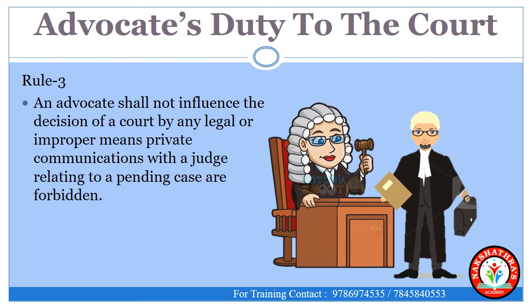Rule number 3 says that an advocate shall not influence the decision of the court by any illegal or improper means. Private communication with the judge relating to a pending case is forbidden. So an advocate cannot influence the judge's decision. Whatever decision is given by the judge is final. He cannot meet the judge in person and communicate with the judge to get the judgment in his favor. This kind of thing is forbidden. An advocate cannot interfere with or influence the decision of the court.